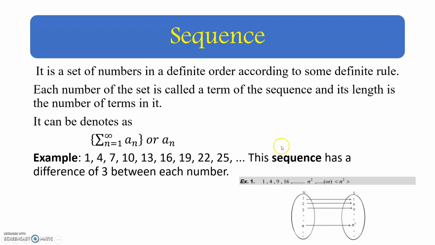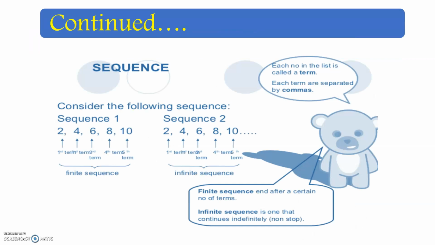Let us see another example. If we have n elements 1, 2, 4, etc., up to n, here the nth element is n squared. So 1 squared is 1, 2 squared is 4, 3 squared is 9, up to n squared. So it is a mapping from one element to another element in another set, and that is called a sequence.